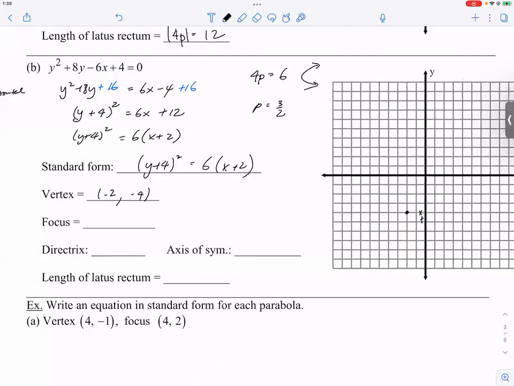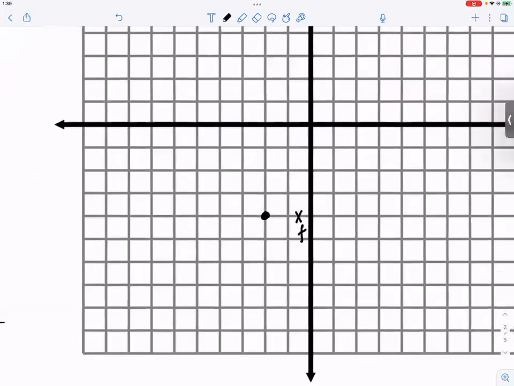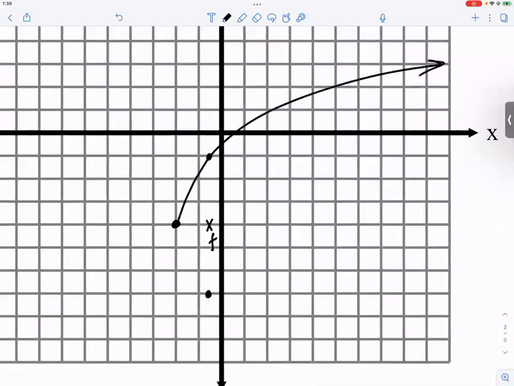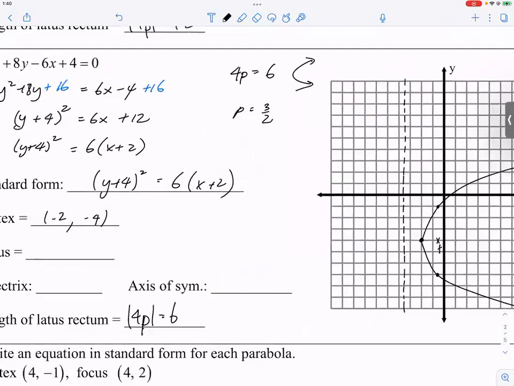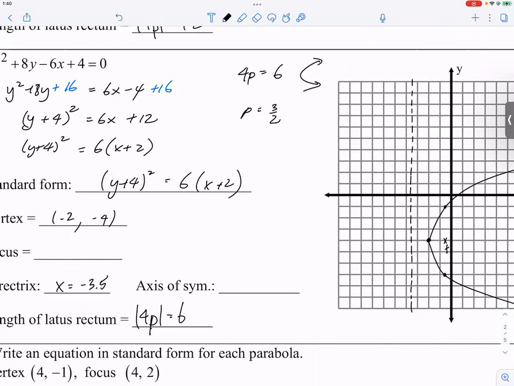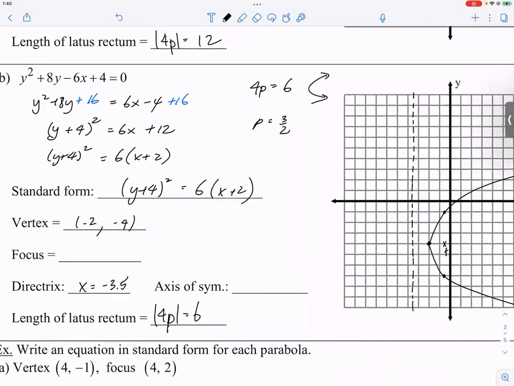And the length of the latus rectum is the absolute value of 4p, which is 6. So that means 3 units up and 3 units down of the focus. We got 2 points. And now we can draw the parabola. So we got the focus, we got the vertex, we got the endpoints of the latus rectum, and we can also draw the directrix, which is 1.5 units away from the vertex. So that would be x equals negative 3.5. The focus is negative 1.5, comma, negative 4. The axis of symmetry is y equals negative 4.